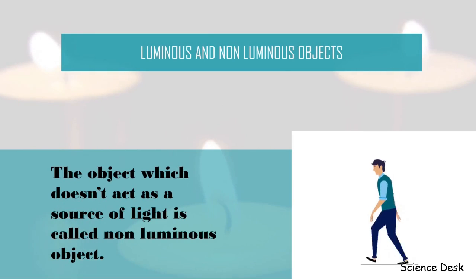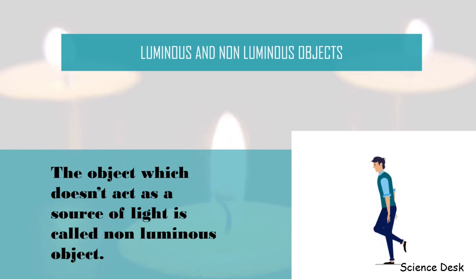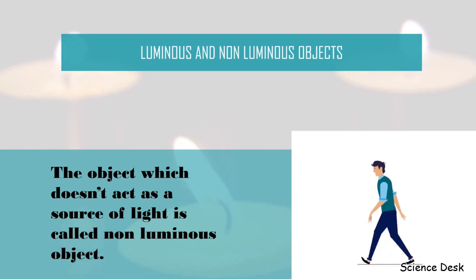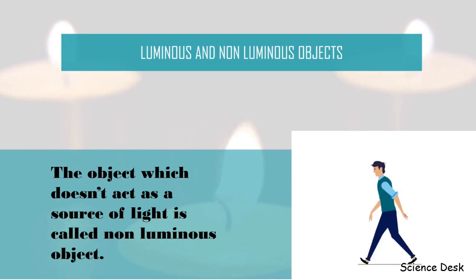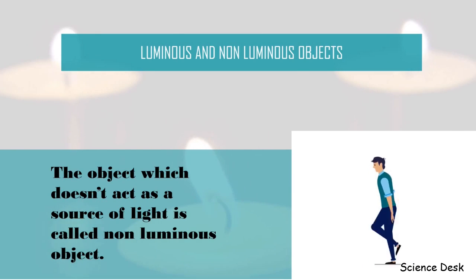Non-luminous objects. These objects do not act as a source of light, and they depend on other objects, the luminous objects, for their light. Example, you can see a man. He is not a luminous object and he depends on other luminous objects to be visualized. Example, planets and the moon are non-luminous objects in space. They depend on luminous sources.